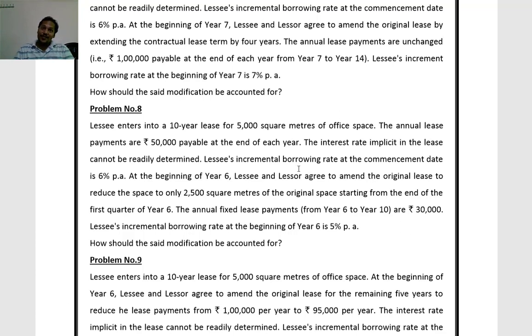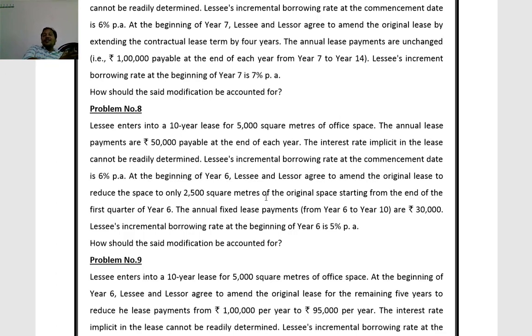At the beginning of year 6, lessee and lessor agree to amend the original lease to reduce the space to only 2,500 square meters of the original space, starting from the end of first quarter of year 6. So at the beginning of year 6, lessee and lessor agreed to amend the original lease to reduce the space to only 2,500 square meters.